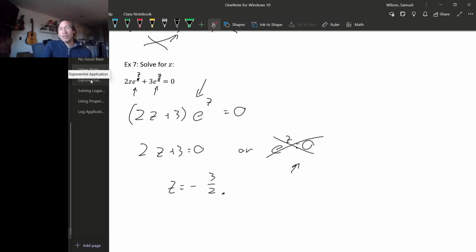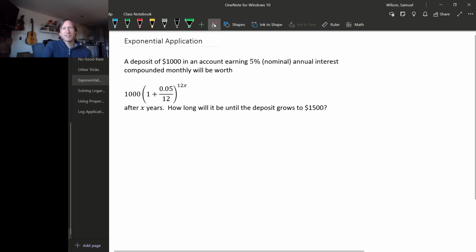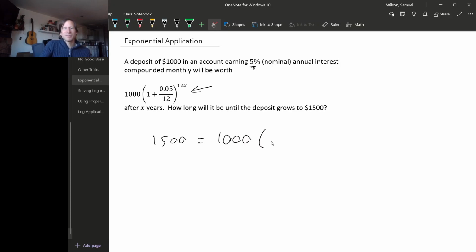Exponentials show up in lots of applications. We'll look at more later, but just to have one now, it turns out that if you deposit $1,000 in an account earning 5% nominal interest annually, and it's compounded monthly, then after x years, this is what the account will have grown to. So how long does it take until the deposit grows to $1,500? Well, if this is the final value of our deposit, we just need to set this equal to 1,500. So 1,500 equals 1,000 times (1 + 0.05/12) to the 12x.